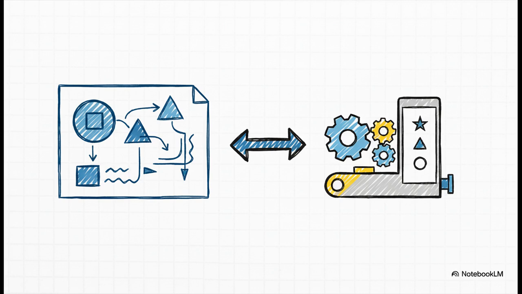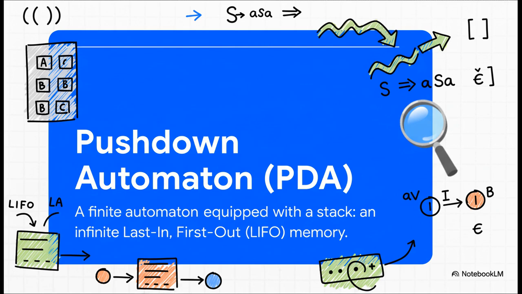You can pretty much think of it as a simple computer, but it's got a special kind of memory that gives it a superpower that normal, simpler machines just don't have. And what is that special memory? It's a stack. If you've never heard of a stack, the analogy is perfect. Think of a stack of plates. You can only add a new plate to the top, and you can only take a plate off the top. The last one in is the first one out. That's it. This simple mechanism gives the machine a memory of what it just saw, which, as you can probably guess, is exactly what you need to handle those nested structures we were talking about earlier.